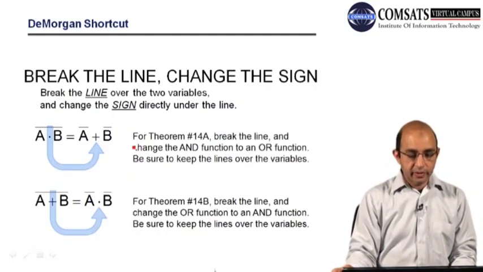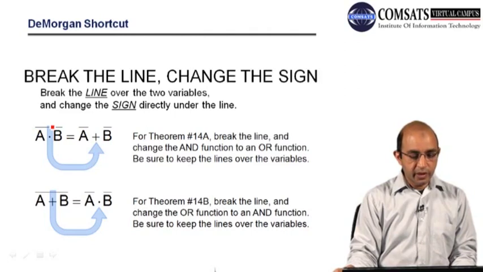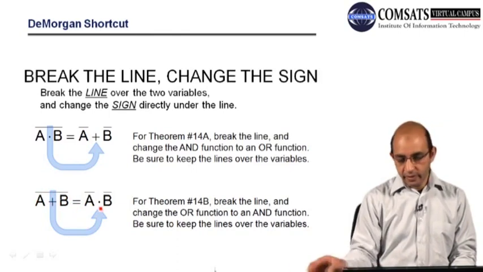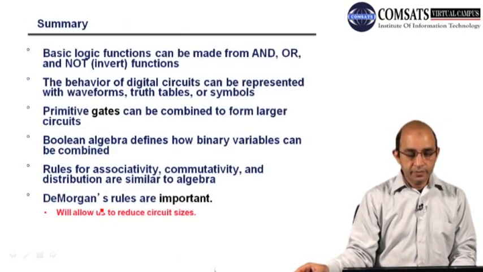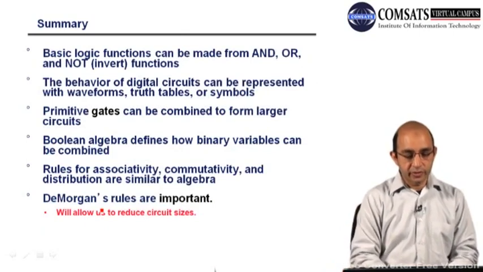So whenever you talk about DeMorgan's law, this is the shortcut: break the line and change the sign. So you can see that we have broken the line over here and we have replaced this dot with this plus. And again we have a plus b whole complement. We have broken the line and changed the sign. So here, we replace this plus with this dot, right?